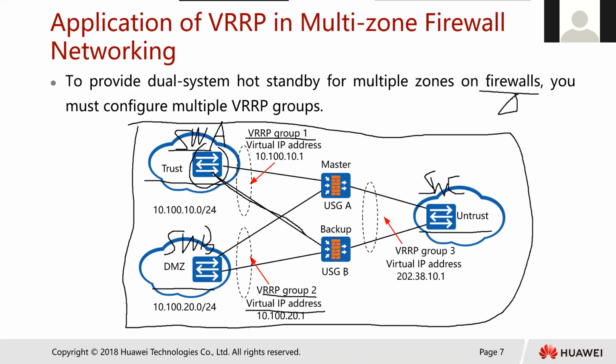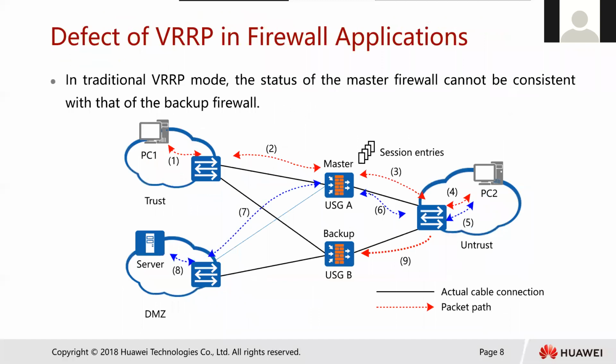So in this scenario, how does it work? This is the normal time that the PC accesses another PC. This is PC1 and PC2. So this is step 1: PC sends packets to the switch. And then the switch sends packets to USGA, because in the VRP we also need to choose a master and backup. In this scenario, we choose USGA to be the master.